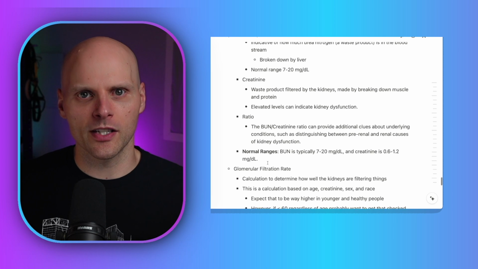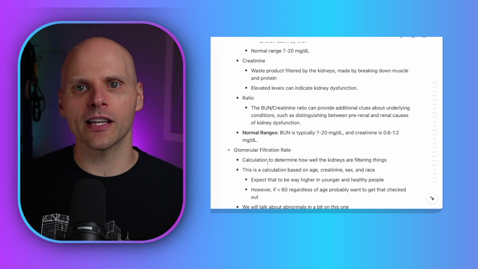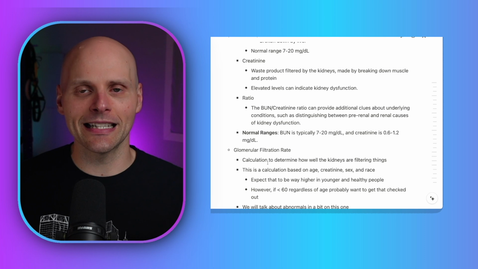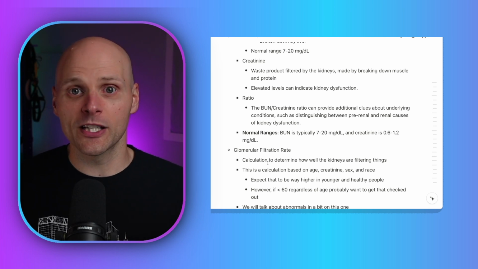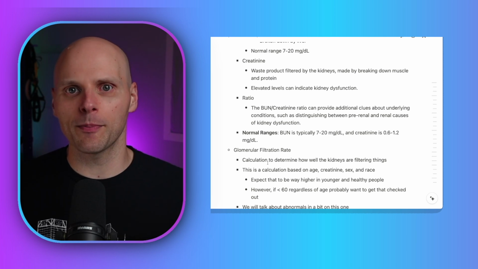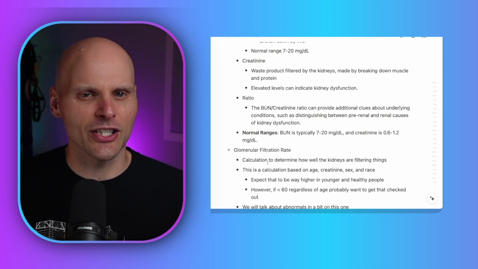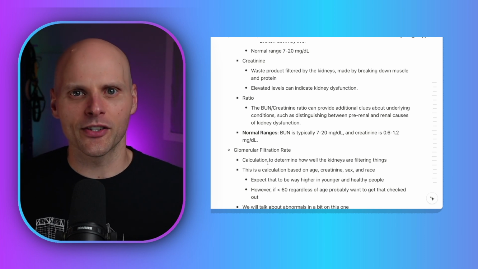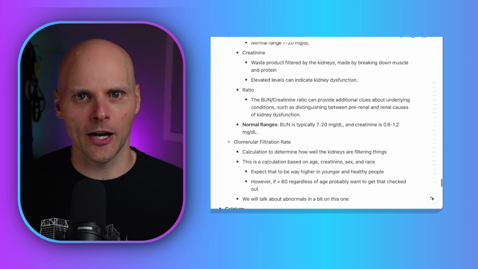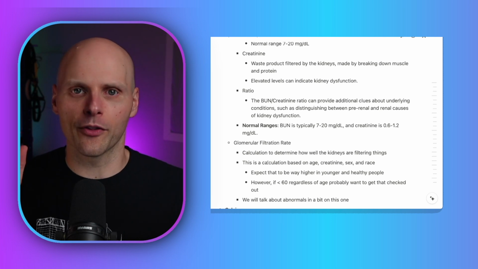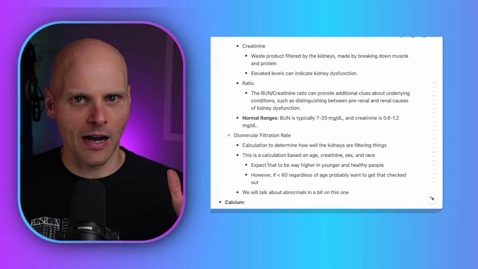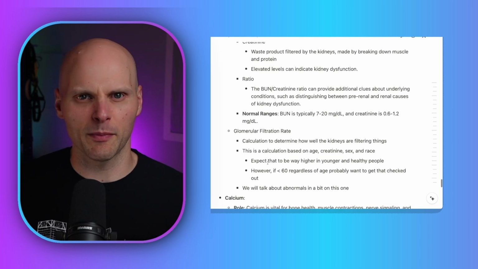And then we also have the glomerular filtration rate, which is a calculation to determine how well the kidneys are filtering things. This calculation is based on age, creatinine, sex, and race. And so we expect it to be way higher in younger and healthy people. However, anything less than 60 usually requires a workup and could be a sign of something called chronic kidney disease. And so if you're less than 60, you will want to get it checked out, and you should be higher the younger you are. And we'll talk more about how this is abnormal in a bit and what to think about that.